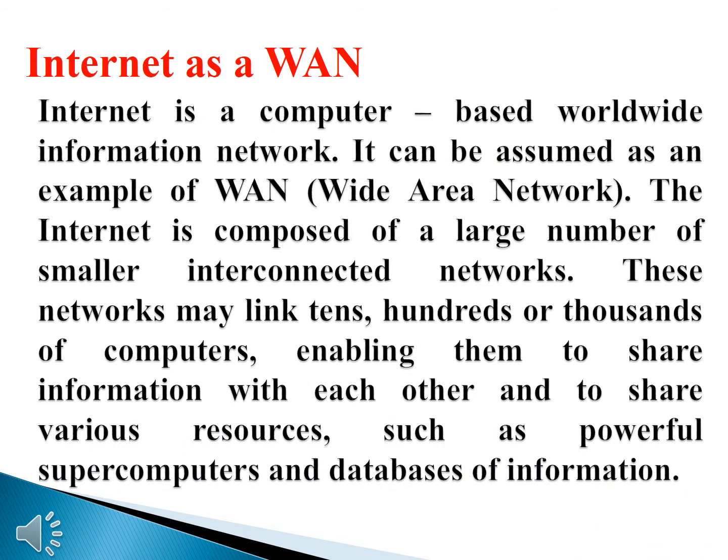Now first we will discuss the internet. Internet is a computer based worldwide information network. It can be assumed as an example of a WAN, that is wide area network. The internet is composed of a large number of smaller interconnected networks. That means there are many different networks which are connected with other networks and together they form the internet. These networks may link tens, hundreds, or thousands of computers.